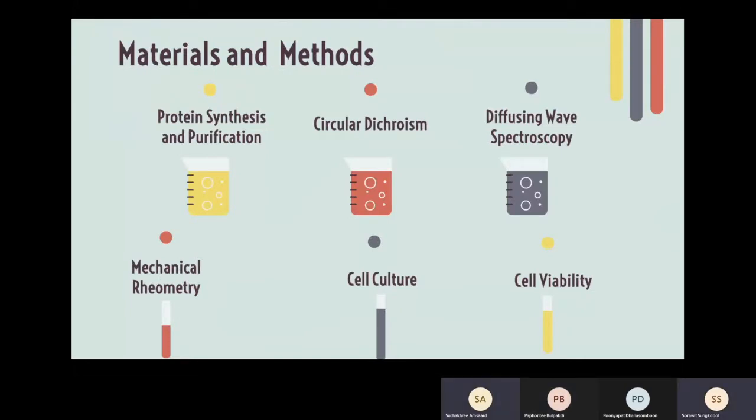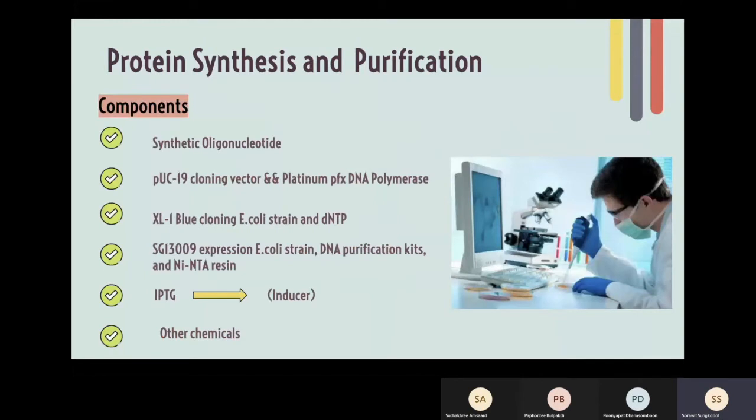There will be a total of 6 topics that we're going to discuss in this presentation. So first, let's talk about the protein synthesis and purification. Next slide, please. For the protein synthesis and purification, there are several components that are required, which are the synthetic oligonucleotide, the pUC19 cloning vector, and Platinum Pfx DNA polymerase. Also, the XL1-Blue competent cells and the NTP, which is the substrate. And IPTG, which is the inducer, the DNA purification kits, and Ni-NTA resins and E. coli strain, and other chemicals too.